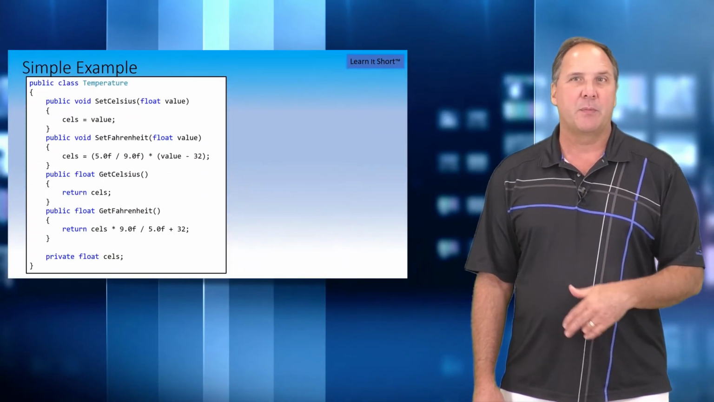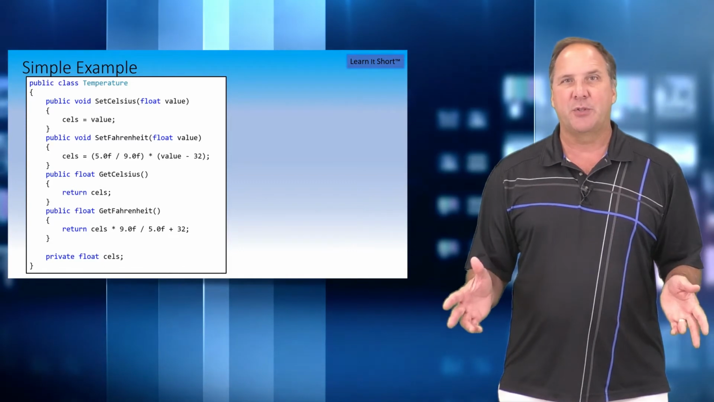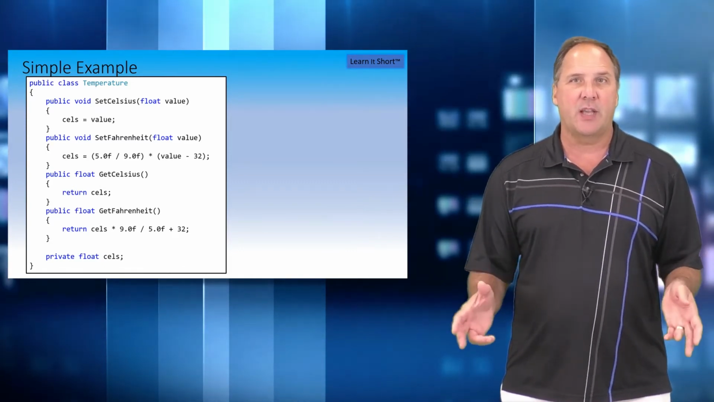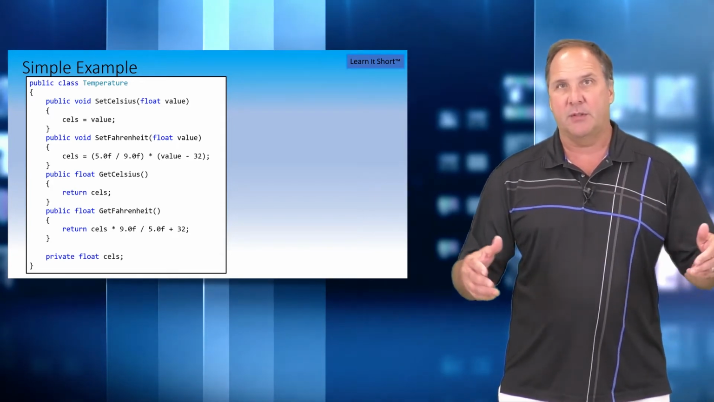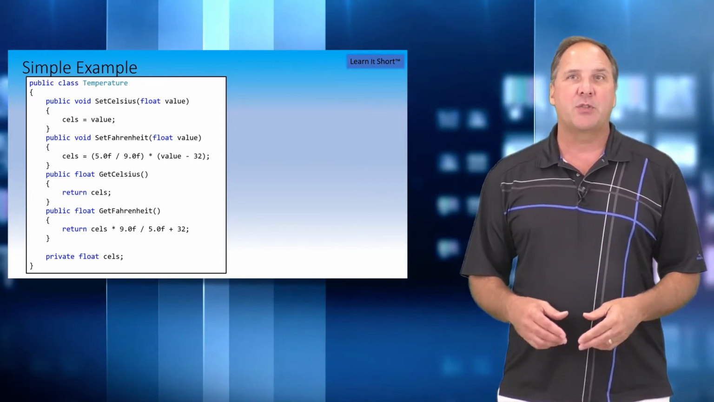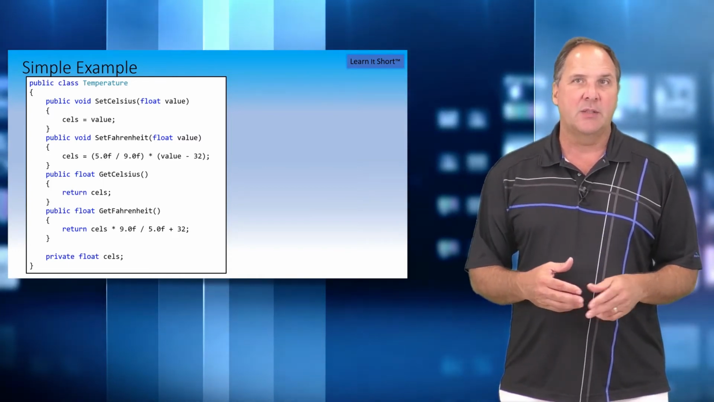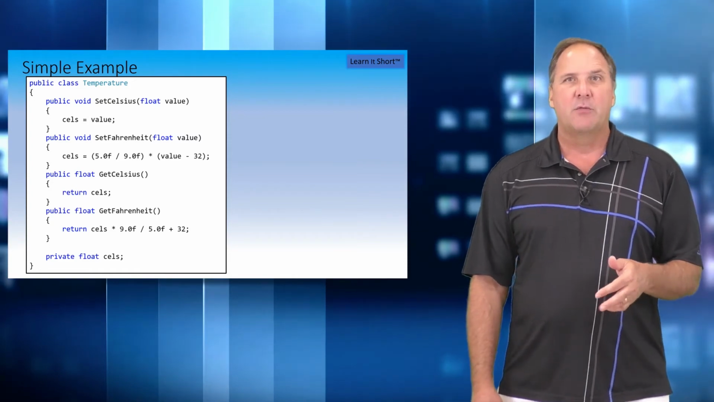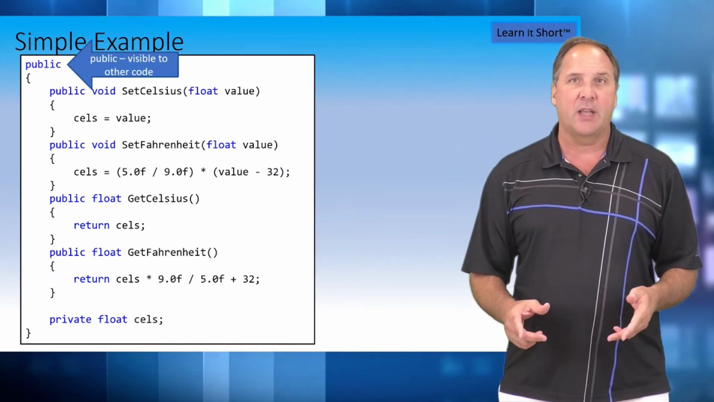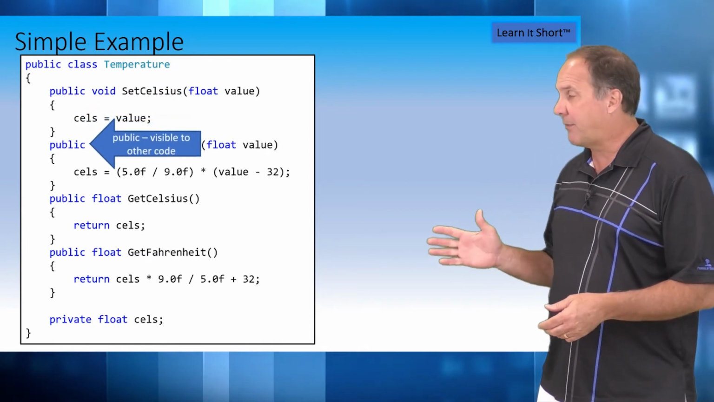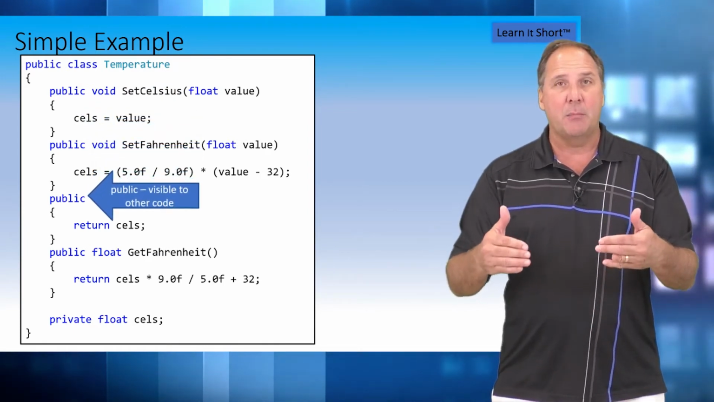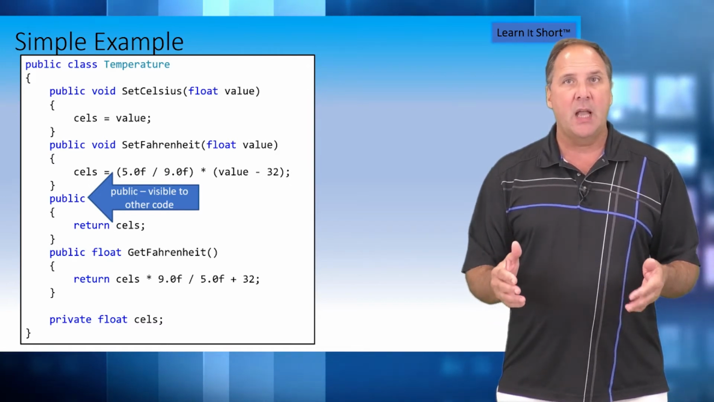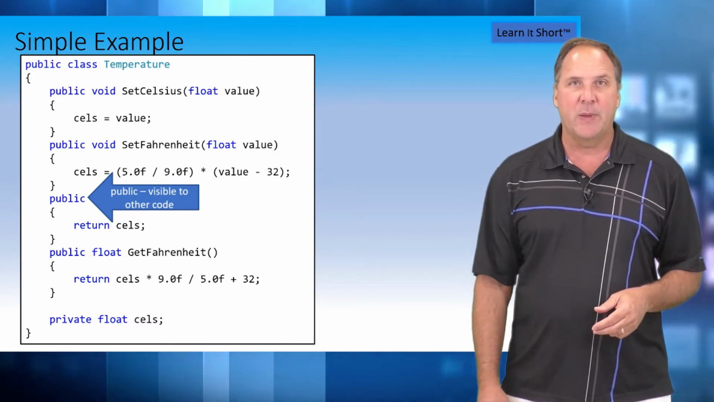Let's look at an example. Assume we need to represent temperature values in our application. We need to be able to see the value in various scales like Celsius and Fahrenheit, Kelvin, or whatever. Our objects will need to store the temperature in some scale, and we can convert to all of the rest of them. First, in our class, we'll define the class as public. The public modifier on the class and the methods means that we intend for other code to be able to see and use the class and these methods.